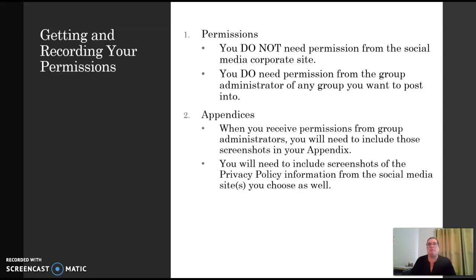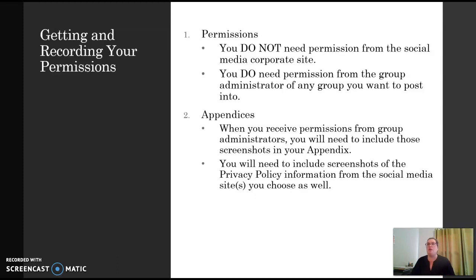In addition to getting the permissions, you do have to populate your appendices. So any permissions that you receive from group administrators, you need to include those screenshots in your appendix. And the way that I did it is I organized it by group name, here's the permission. Next group name, here's the screenshot of the permission.